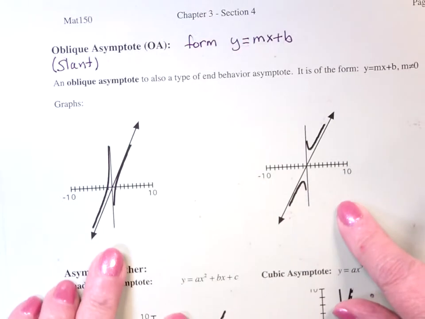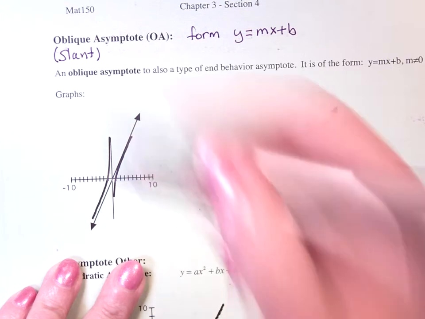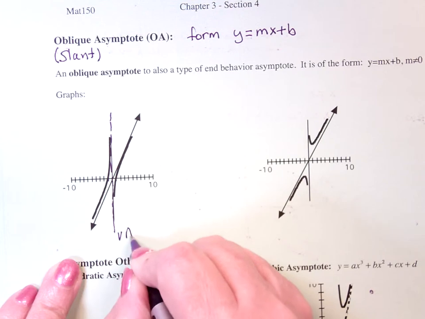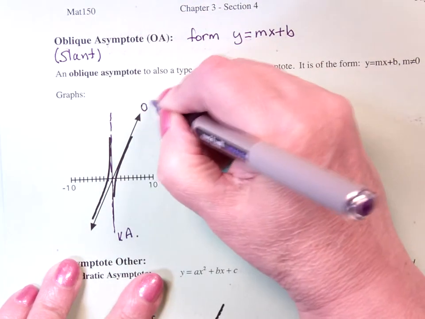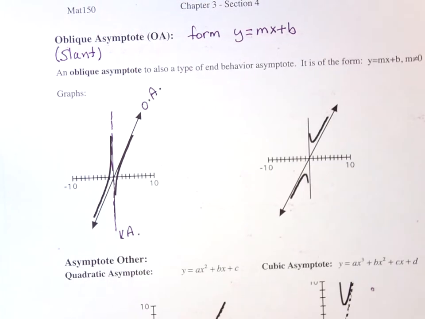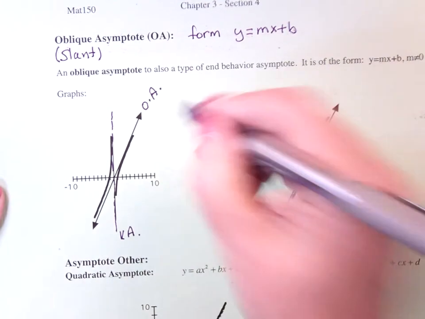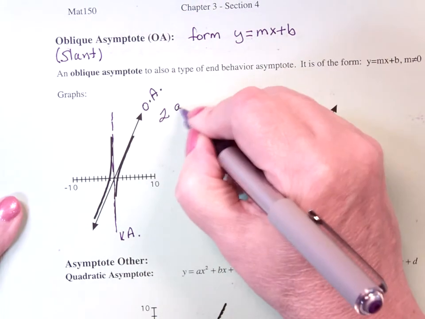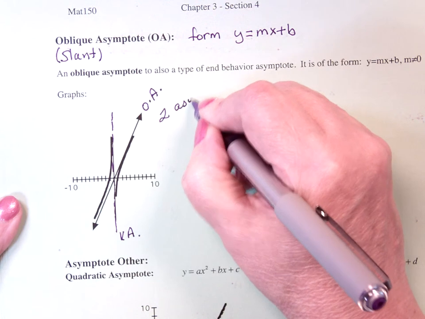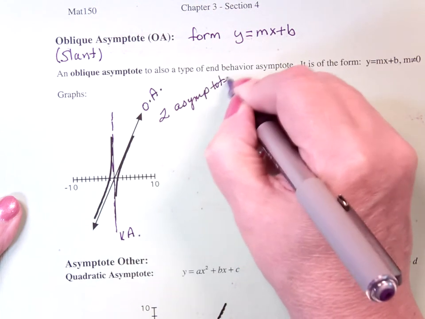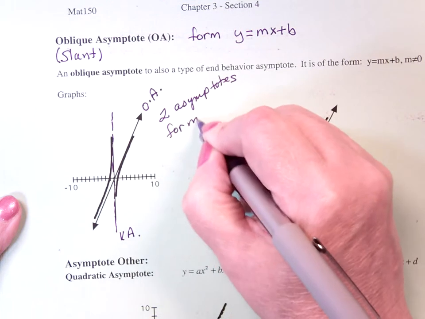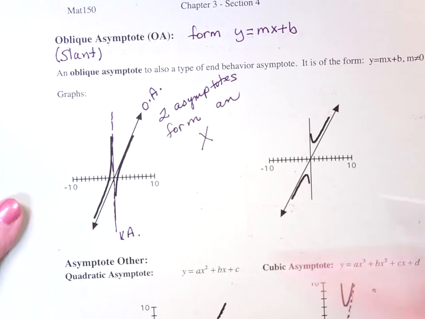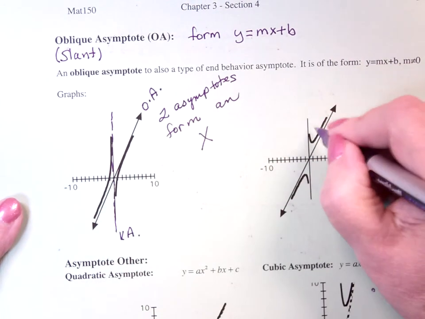And the graphs come in two flavors. What happens is that the VA forms a vertical line. The OA has a slanted line. And what you get from the two asymptotes form an X. And the graph is either inside the X or outside the X.